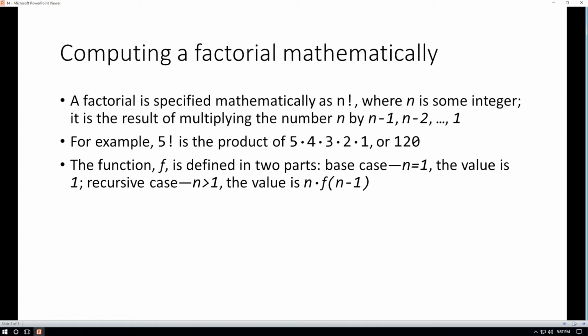So 2 times factorial of 1 is 2 times 1, and it would return the answer 2. The previous call was 3 times factorial of 2, or 3 times 2, which is 6, and then returns, and we get 4 times 6, 24, and then 5 times 24, or 120.